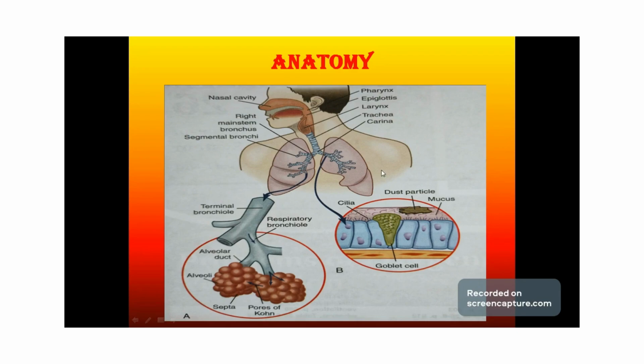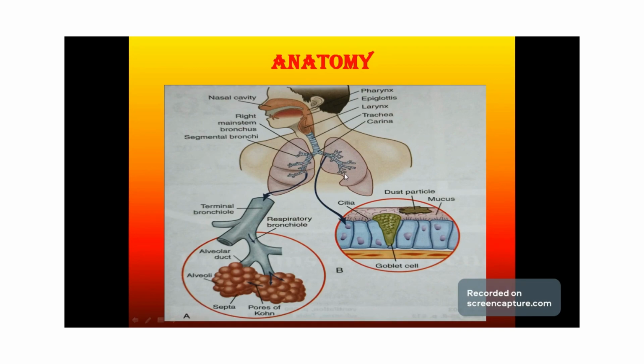Okay. After this, we are coming to the lower respiratory tract. The lower respiratory tract includes, number one, the trachea. The trachea is located in front of the esophagus and it branches into the right and the left mainstem bronchi.